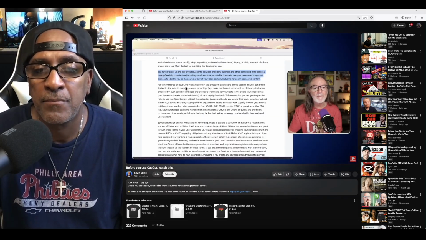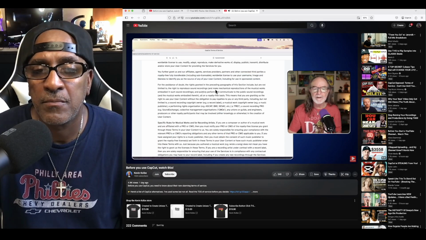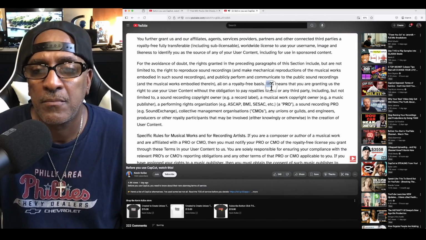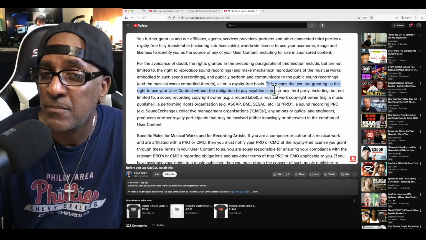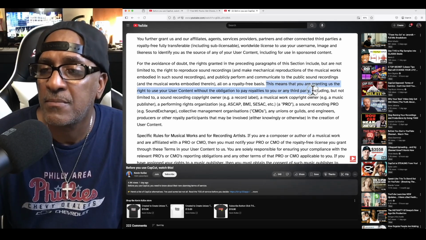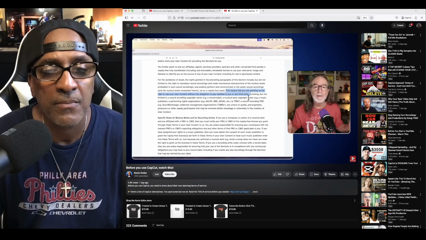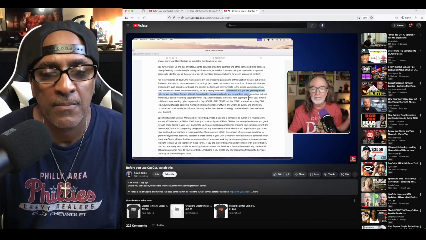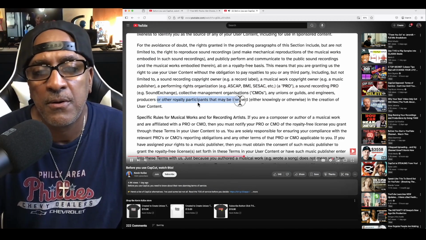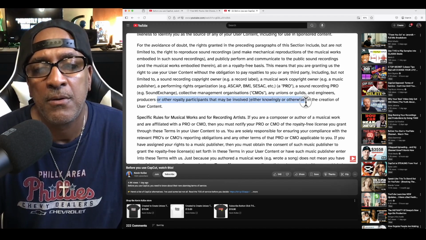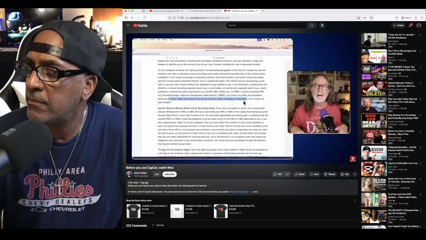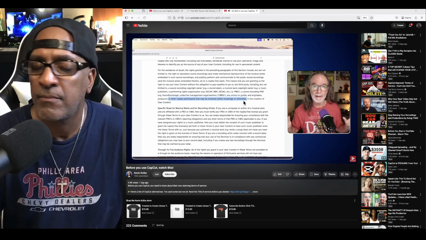And then the next paragraph: for the avoidance of doubt, the rights granted in the preceding paragraphs of this section include, but are not limited to, the right to reproduce sound recordings. Then they get into some specific things. This means that you are granting us the right to use your user content without the obligation to pay royalties to you or any third party. By you using Capcut, you're giving them the right that they can use your stuff to sell, and they don't even have to pay you anything. Or other royalty participants that may be involved either knowingly or otherwise in the creation of user content. So you're also saying by using it that Capcut could have a third party unknowingly use your content.